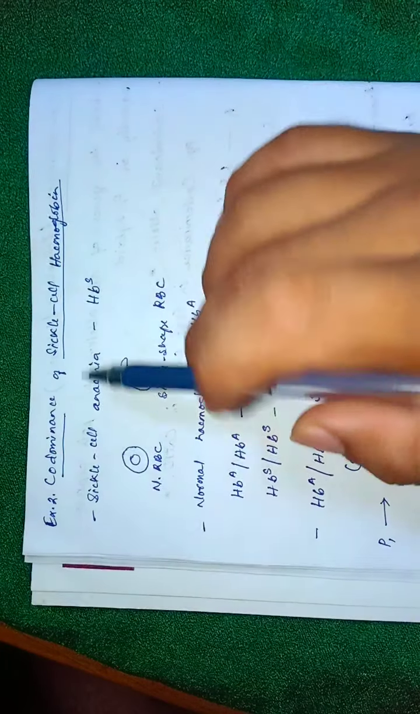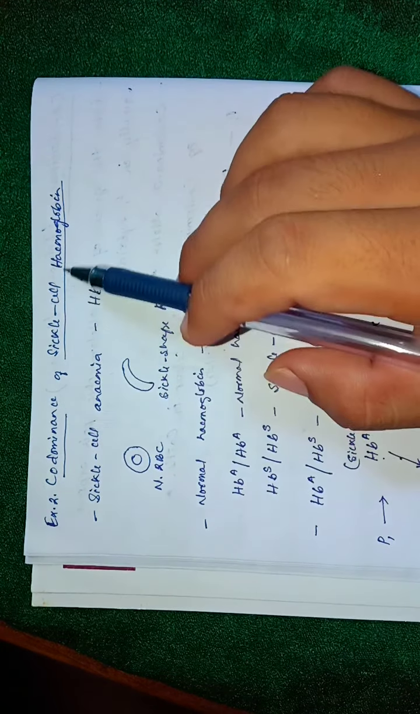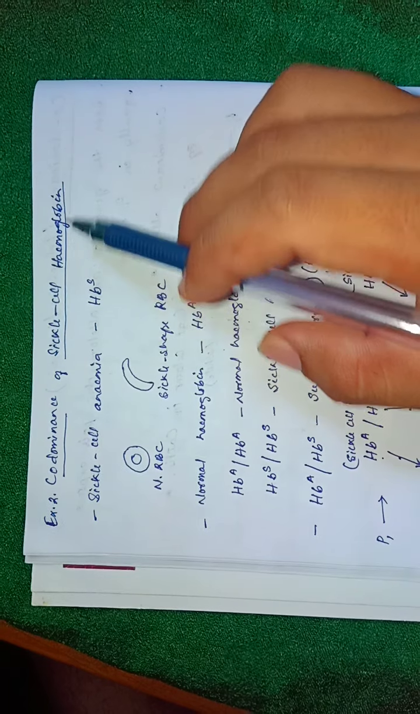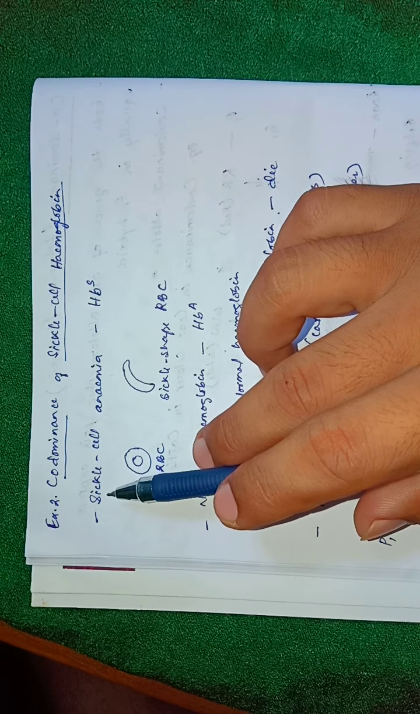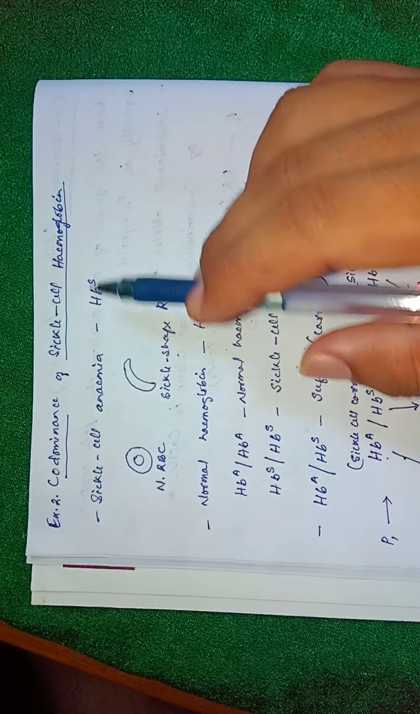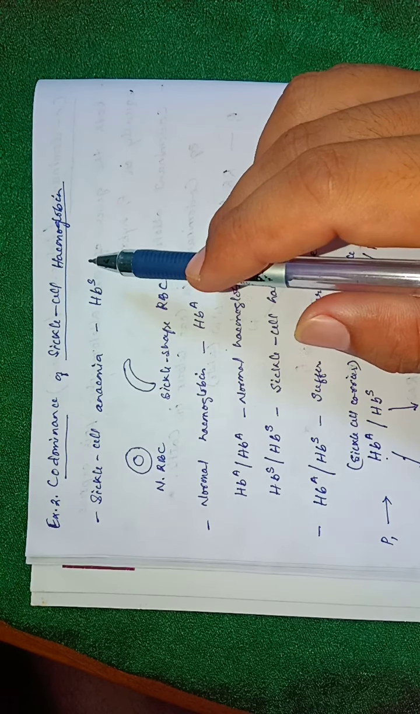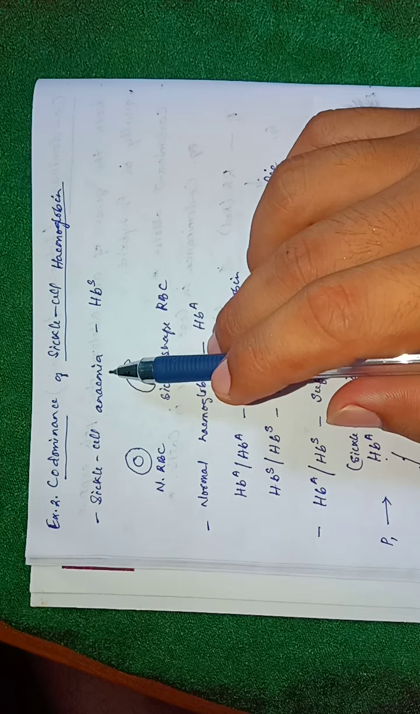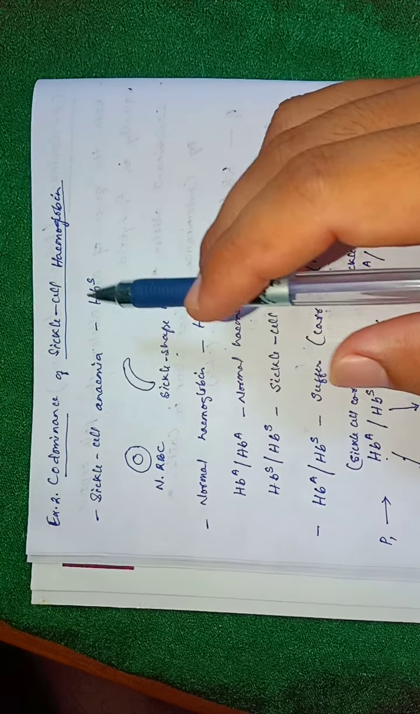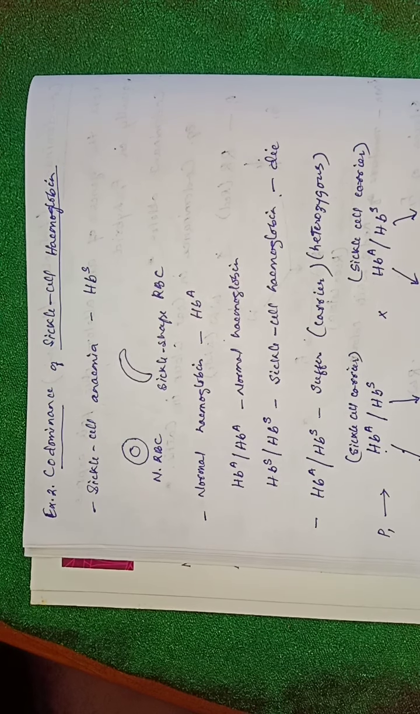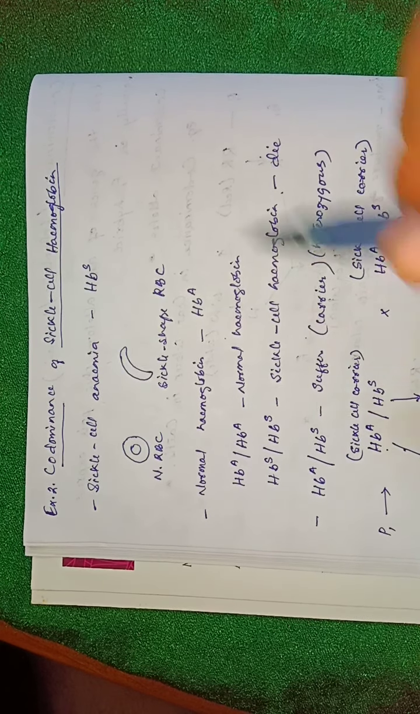Hello, let's discuss the second example of codominance by taking sickle cell anemia, or sickle cell hemoglobin. In humans, the disease sickle cell anemia is caused by the gene HbS. Anemia is a disorder whereby the hemoglobin count in the RBC becomes very low. Hemoglobin is the red color pigment that is found in the red blood cell.